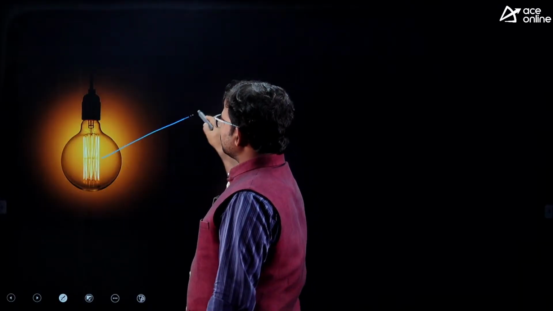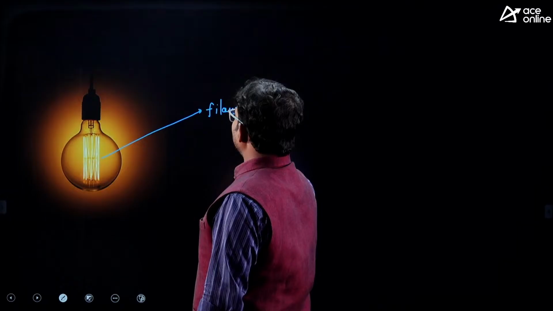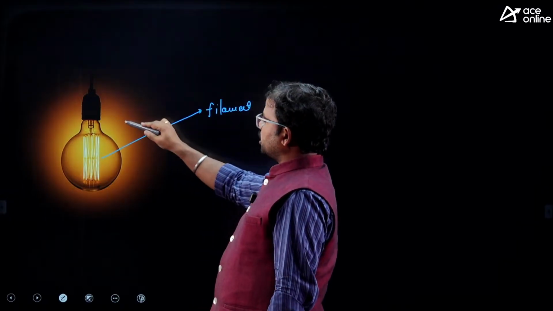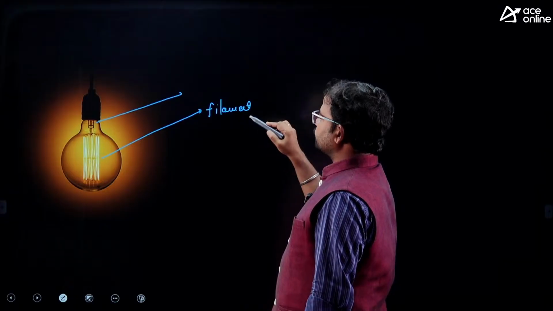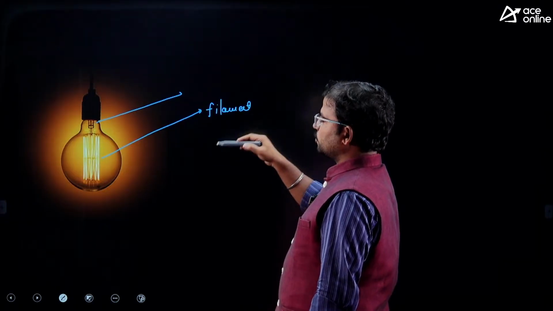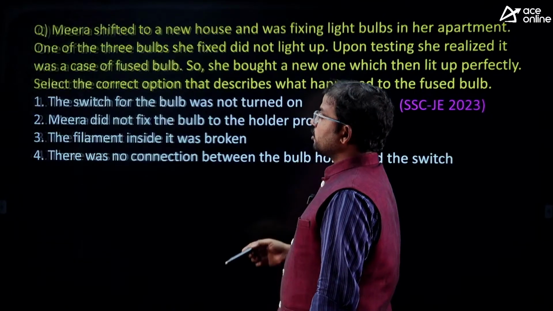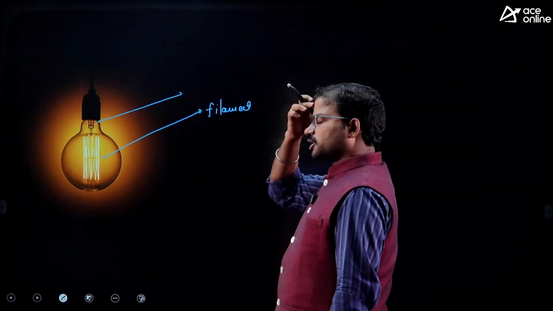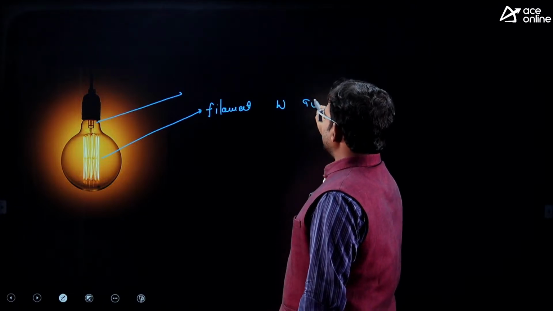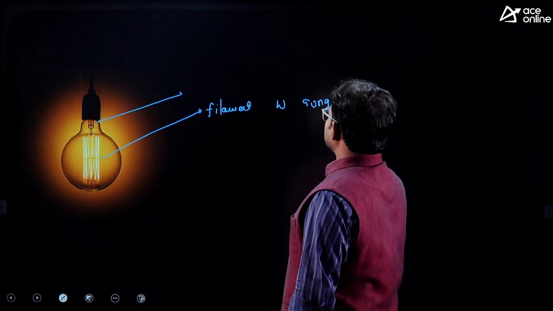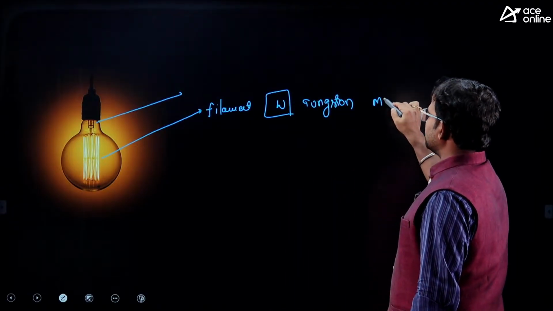Mostly the fuse was generally made up of filament. So these are the filament bulbs, and here we have the fuse. Mostly the fuse has been broken, or the filament has been broken. Sorry, here the concept is filament. The filament is made up of tungsten. What is the specialty of tungsten? Its melting point is somewhat high.